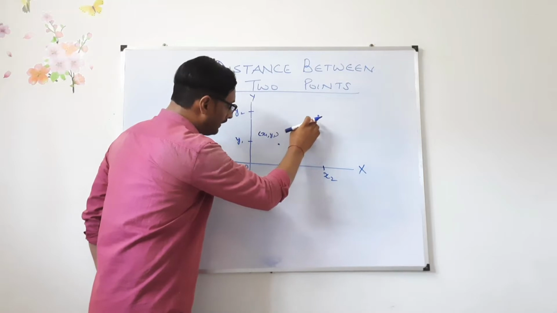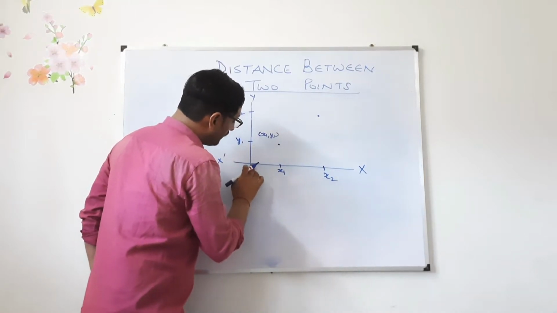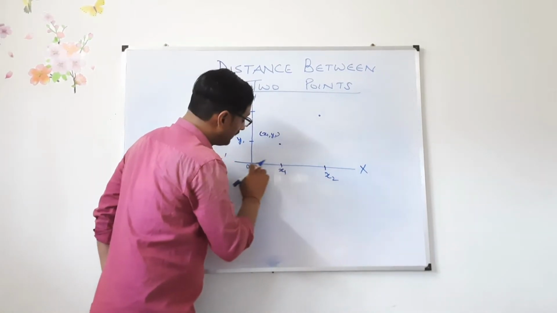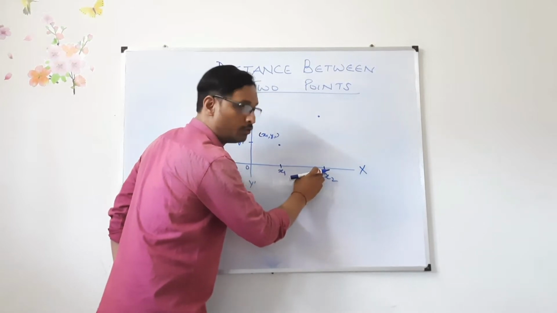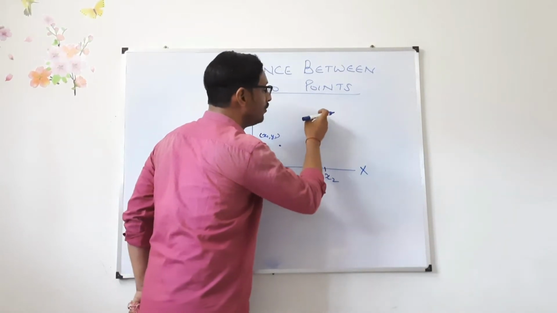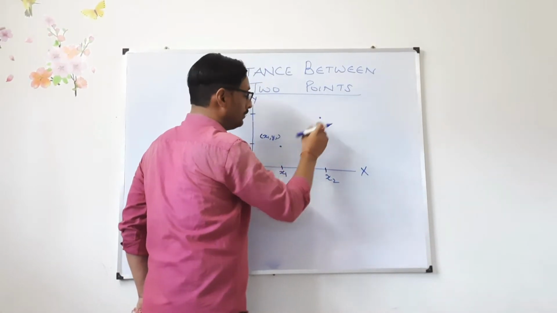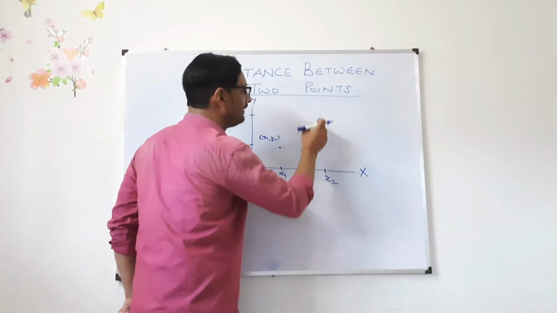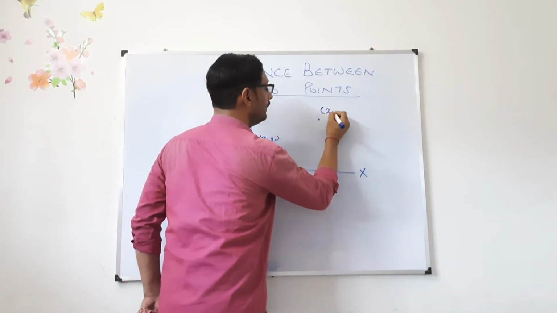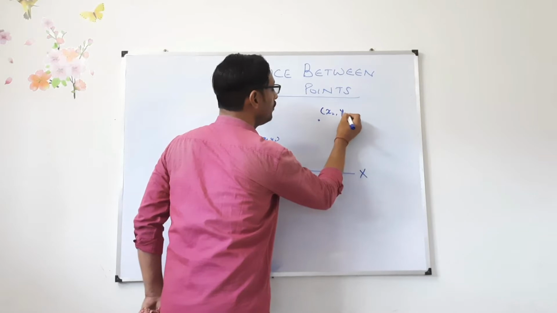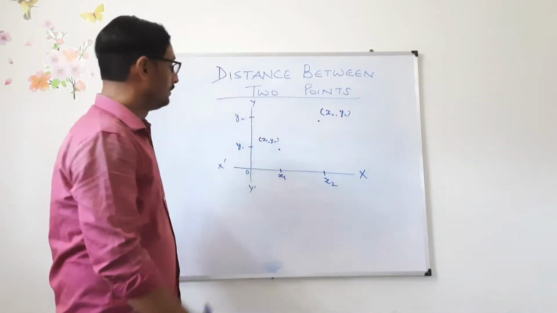And what is the coordinate of this point? To reach over here, what you need to do? First you have to move up to x2. Then you have to move up to y2. So this is x2, then this is y2. x2, y2.